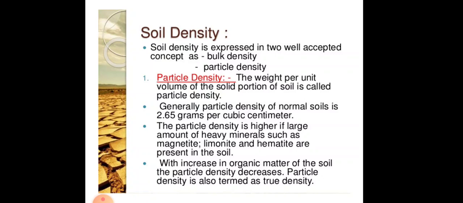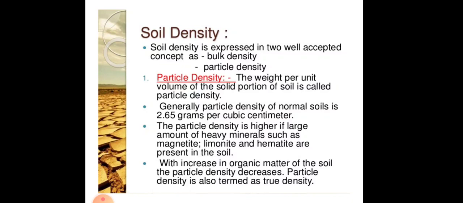Particle density is also termed as true density. If the organic matter is more in that soil, then the particle density is lower or minimum. So the particle density basically depends upon which type of minerals are present in the soil and how much organic matter is present in the soil. If the minerals are more, then particle density is more, and if the organic matter is more, then particle density is lower. So this particle density is called true density because here we only consider the solid soil particles.